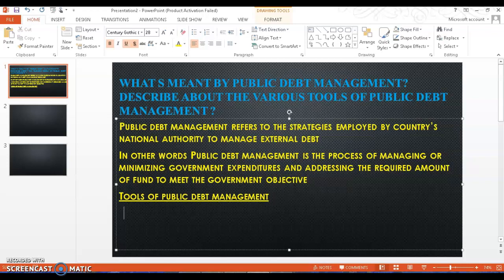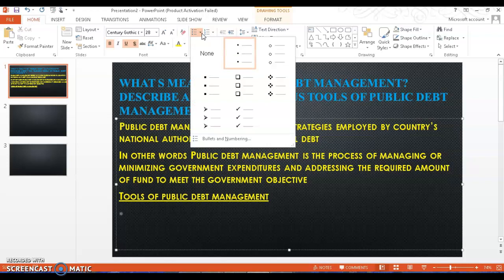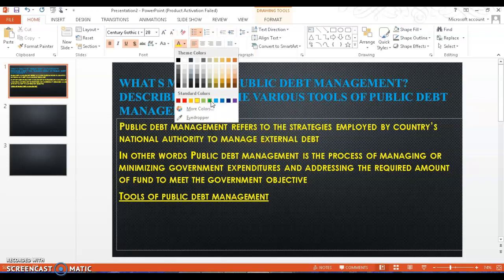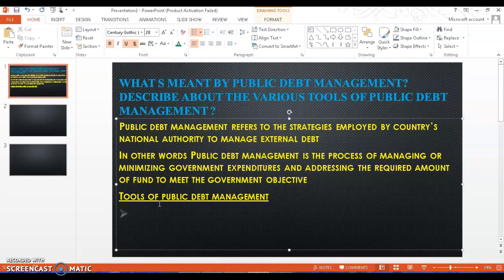Number of tools of public debt management. Treasury bills.